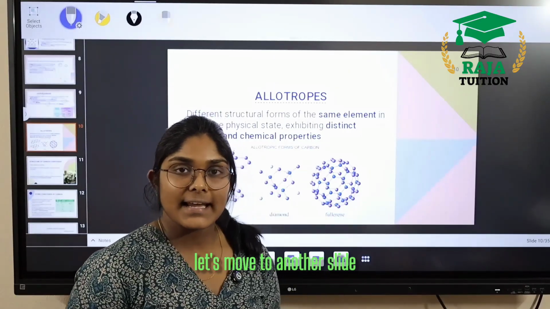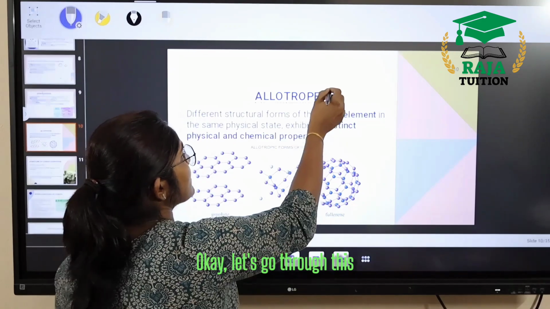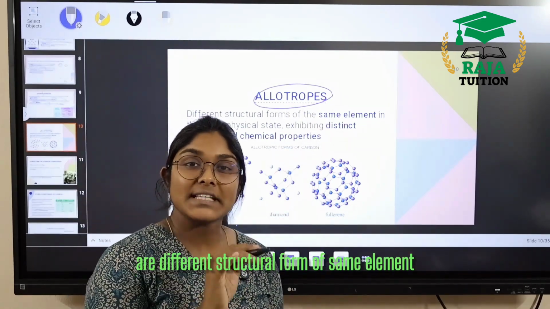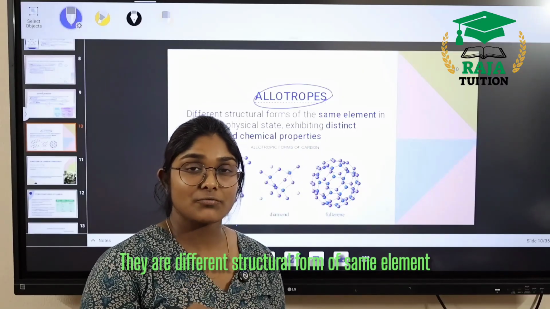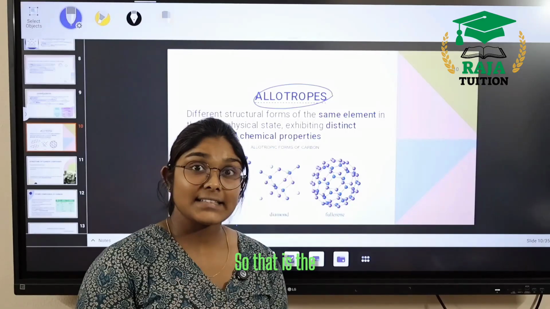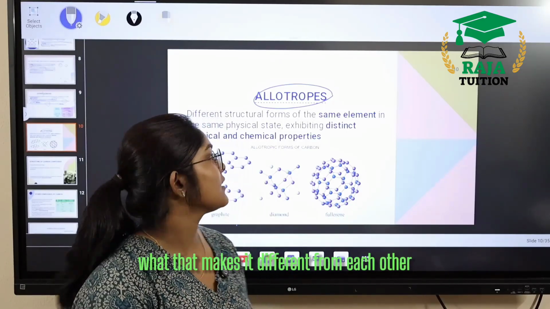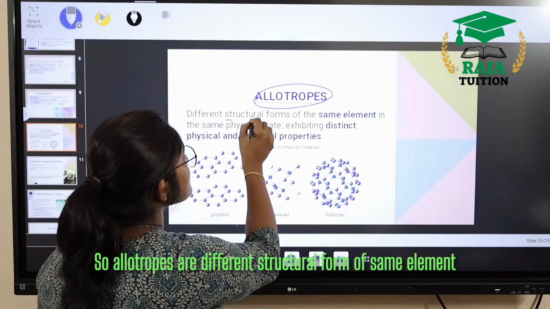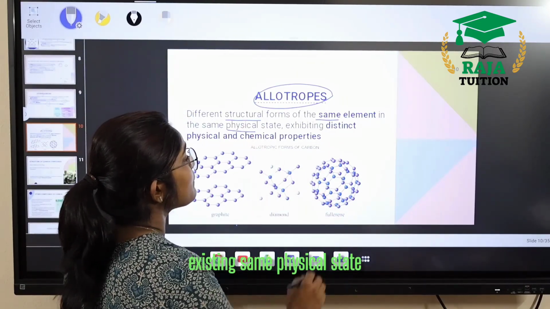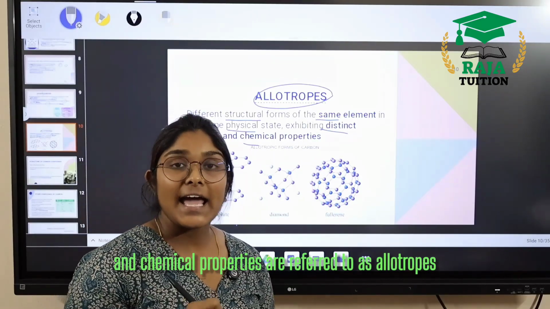Then let's move to another slide. Allotropes. What does it mean? Okay, let's go through this. Allotropes are different structural forms of the same element, but they differ in structure. So the structure is what makes them different from each other. Allotropes are different structural forms of the same element existing in the same physical state but exhibiting different physical and chemical properties.